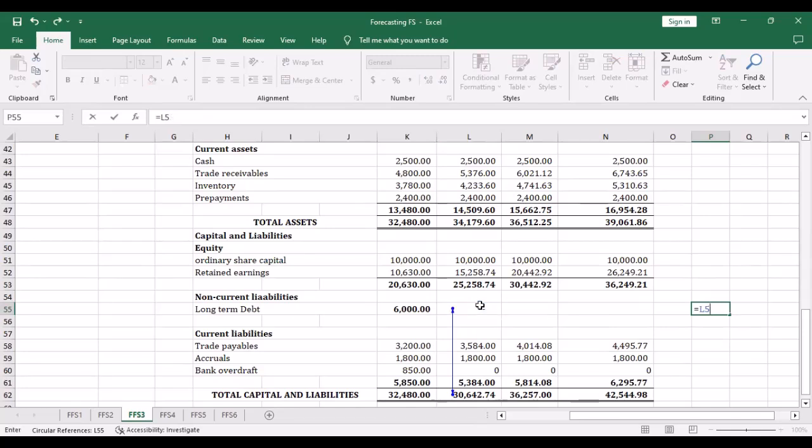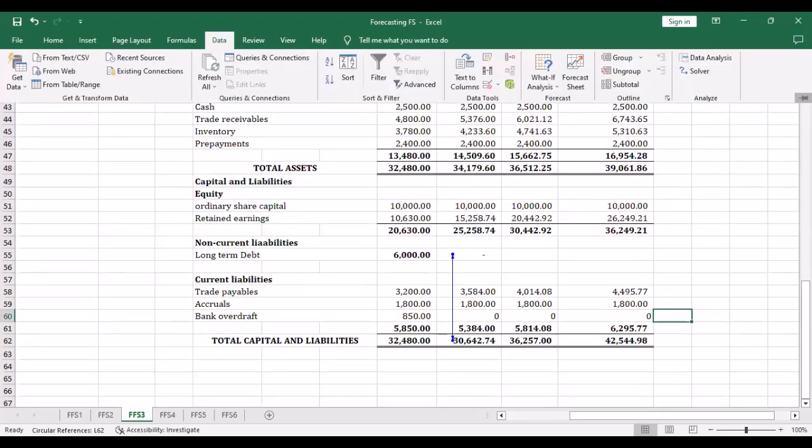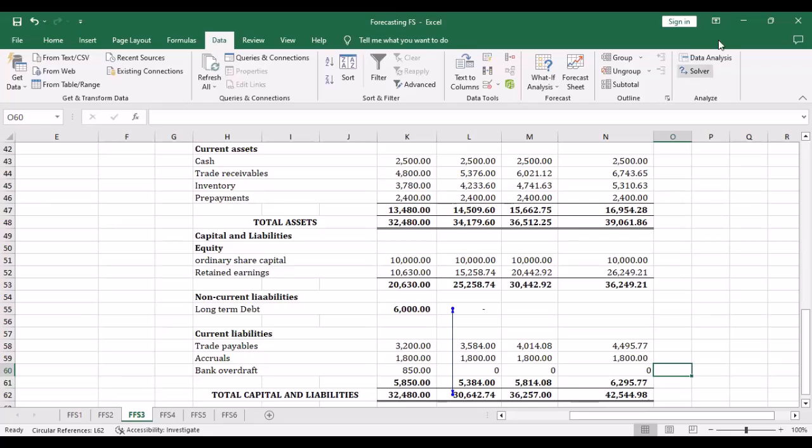Sorry, so just let me use the goal seek function. Let me take this down. Then I'll go to data. Let me pin. So make sure the analysis and the solver are on, isn't it? Then I'll just go to what-if analysis, then goal seek.